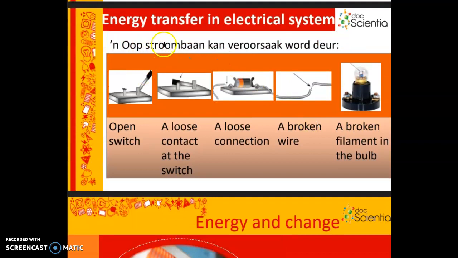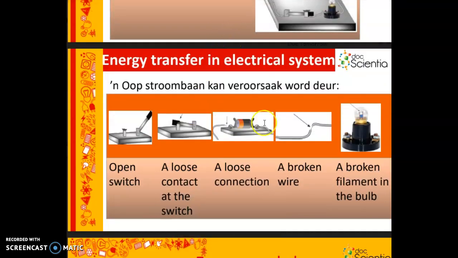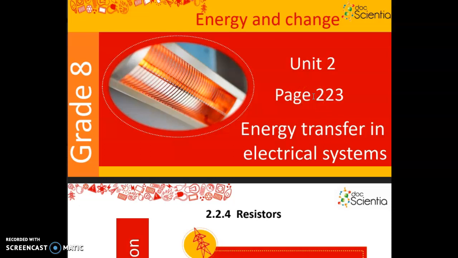An open circuit can be caused by an open switch, a loose contact in the switch, a loose connection somewhere, a broken wire, or even a broken filament in the bulb. So then the bulb would not work as well.